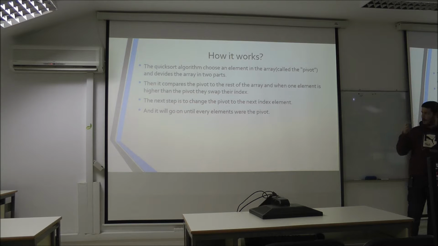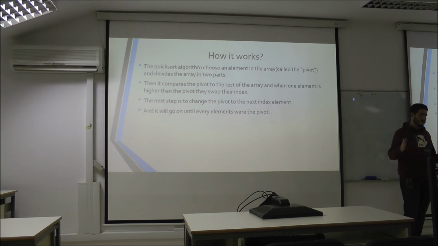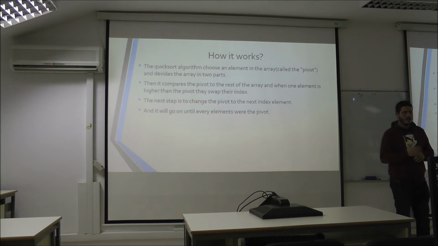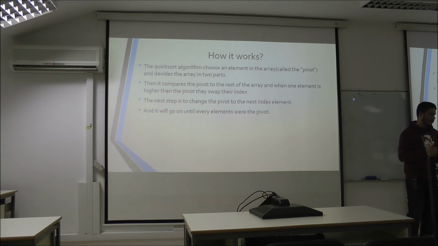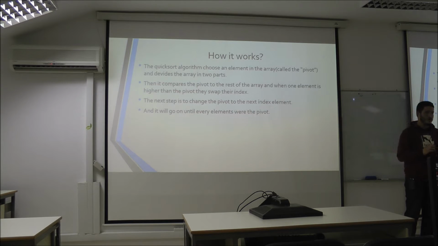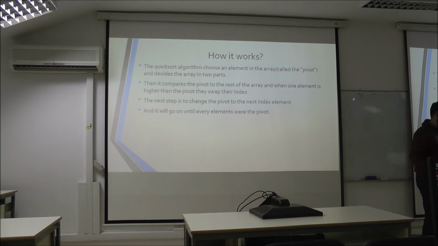The next step is to change the pivot to another element and do the same thing until we have a sorted array. We know we have a sorted array when all the numbers have previously been the pivot. They have to be all the numbers.